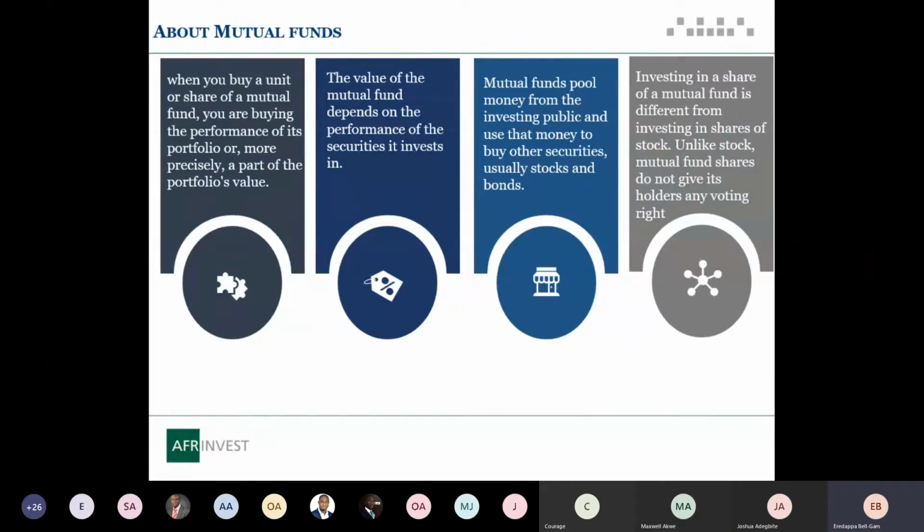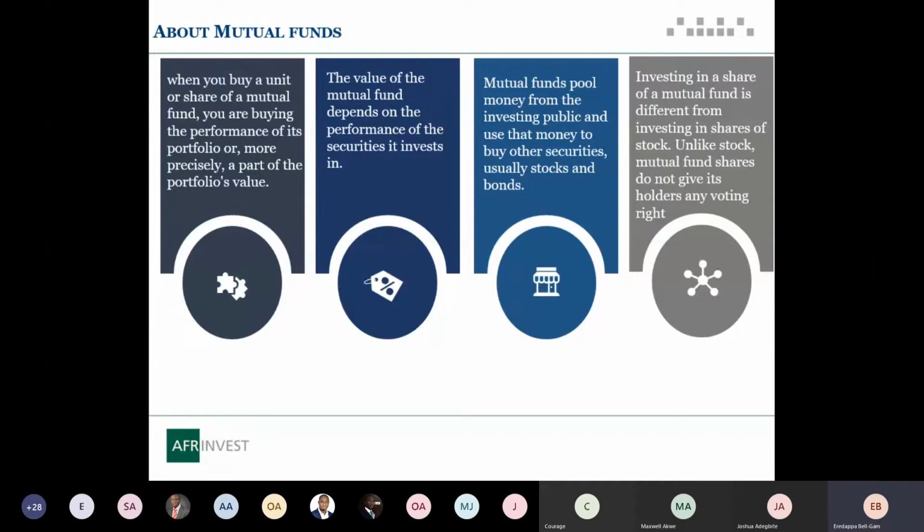So let me liken it to what they call ajo, like group investment. You and your friends come together and say, oh, let's bring money together and invest in something. That's what it is. So a part of the fund's value belongs to you.